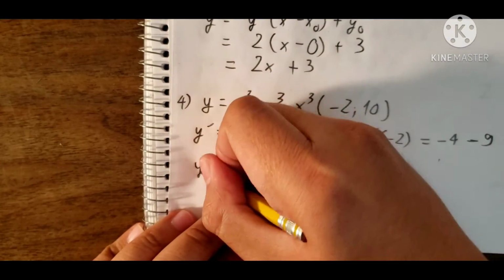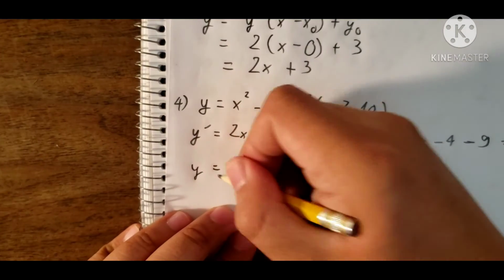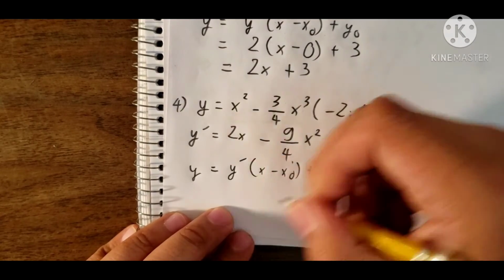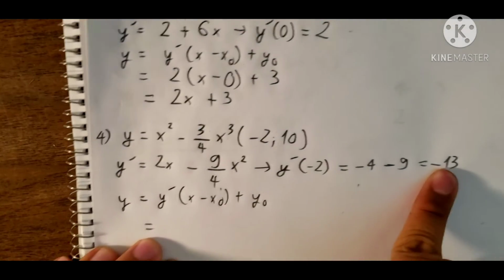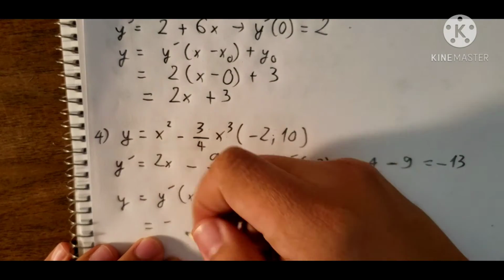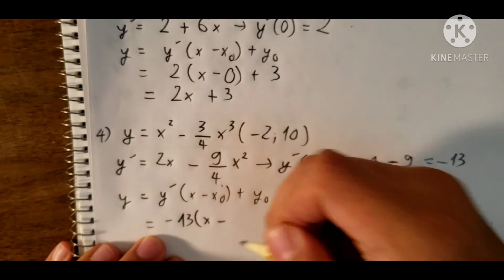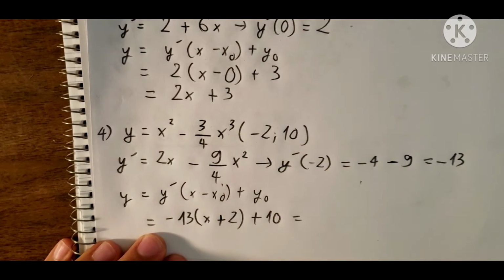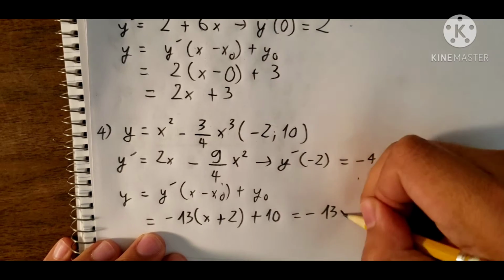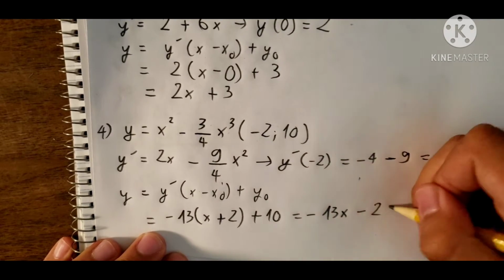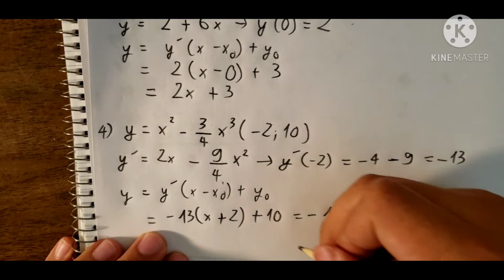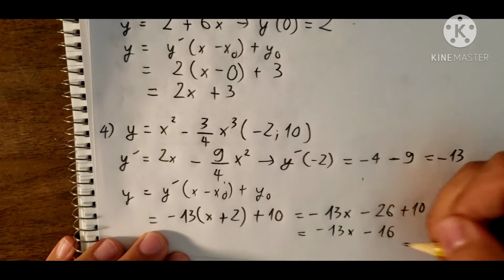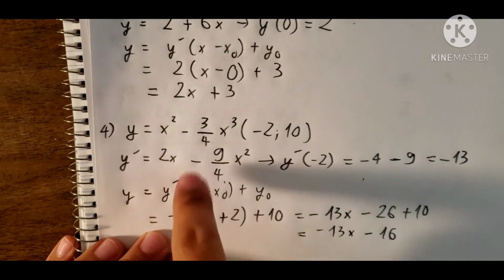And we have the formula of the tangent line in here. So you got minus 13, you put in here. x plus 2 plus 10, you got minus 13x minus 26 plus 10 equal to minus 13x minus 16. So this is the formula in this equation.